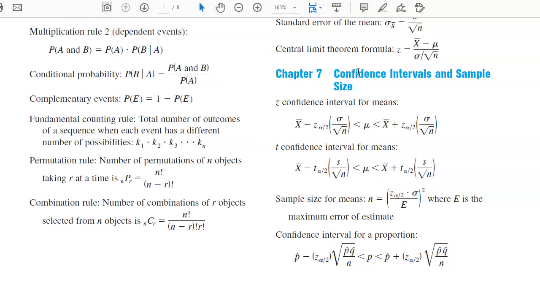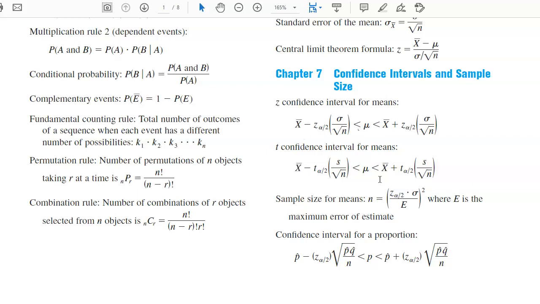So we'll look at Chapter 7, Confidence Intervals and Sample Size. So there's the z confidence interval for means. There's the formula for it. X bar minus z alpha over 2 times sigma over the square root of n is less than the mean, which is also less than x bar plus z alpha over 2 times sigma over the square root of n. This is a z confidence interval.